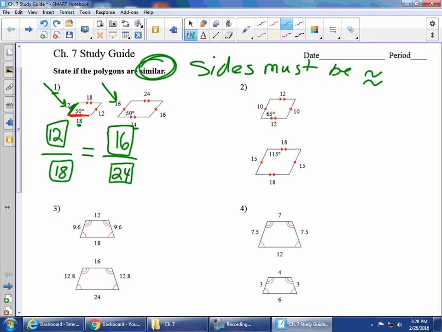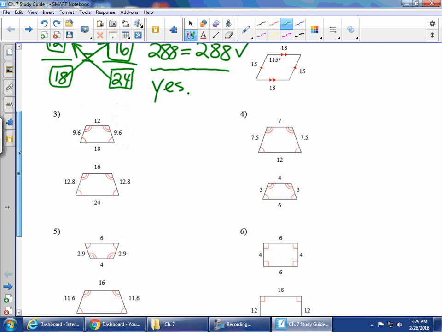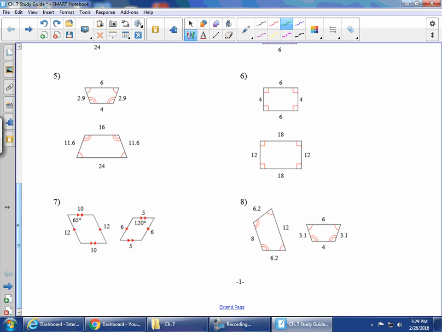And you say, oh, that's fine and good, but what do I do? You cross multiply. When you cross multiply here and here, 18 times 16 gives you 288. You do 12 times 24, which gives you 288. And this says, yep, that's a true statement, 288 is equal to 288. It's telling me that the proportion works, and so these are similar, and I can now say yes, because I've checked it. That's what you're going to do for numbers 1 through 8 on this page.